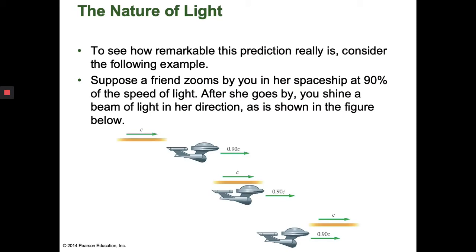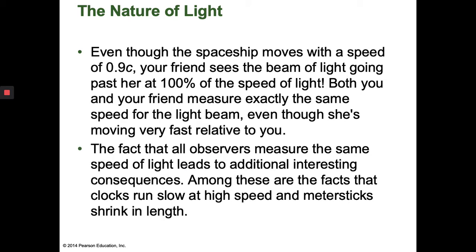Let's look at an example. Let's say a friend zooms by you in a spaceship, and that spaceship is going at 90% the speed of light. We use the letter c for the speed of light, so she's going at 0.90 c. As she passes by you, going nearly the speed of light, you shine a flashlight in the same direction that she's going, okay? Now that beam of light is traveling at the speed of light. So eventually, as you see here in the diagram, eventually that beam of light overtakes her spaceship, okay? It doesn't matter whether you're you or your friend in the spaceship. You both see the speed of light traveling at exactly the speed of light.